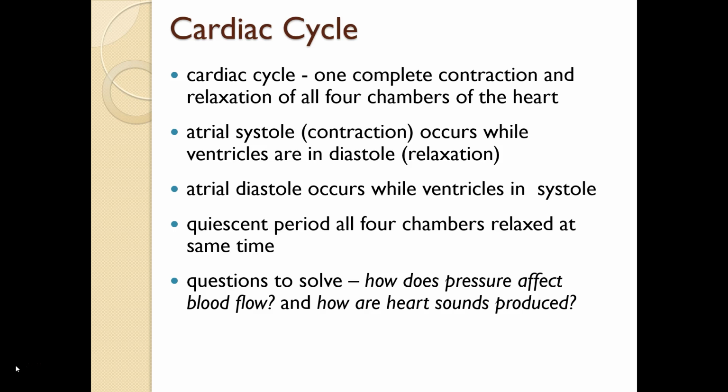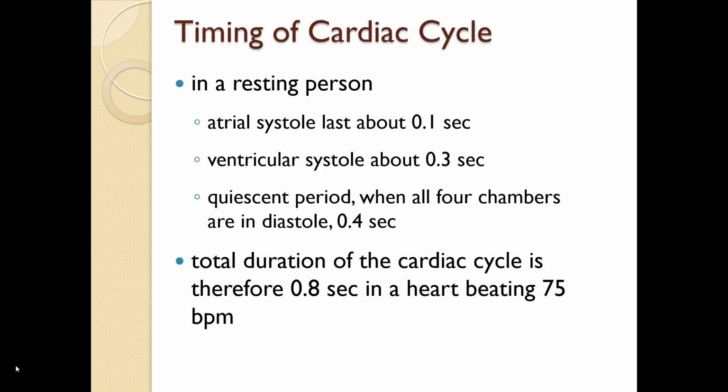In a resting person, atrial systole lasts about 1/10 of a second, ventricular systole 3/10 of a second, and the quiescent period 4/10 of a second. So the total duration of the cardiac cycle is about 8/10 of a second in a heart that is beating at 75 beats per minute.